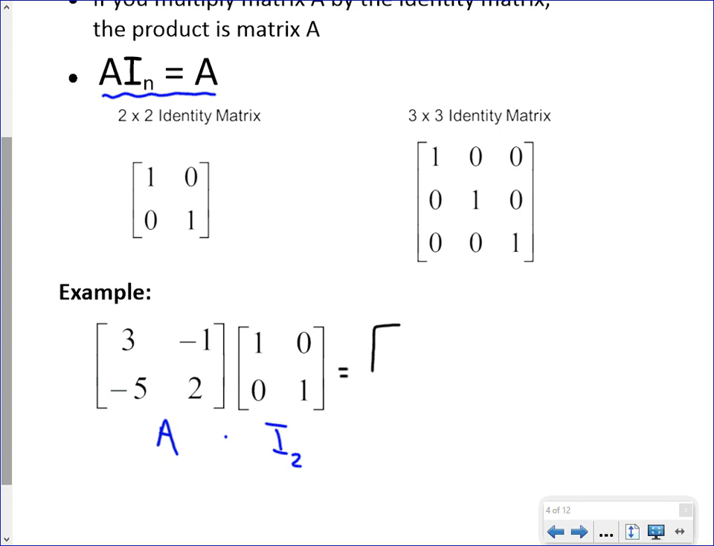So let's just see that that actually works, that this identity matrix actually has that property. If I were going to multiply these matrices together, I would start with my first row, 3, negative 1. And you know, you rotate your row and you're going to multiply it by the first column. So you would get 3 plus 0. Well, that's going to be 3. So it's working out so far. Then I'll take that first row, 3, negative 1, and multiply it by the second column in the identity matrix, 0, 1. So that's going to give me 0 minus 1, which is negative 1.